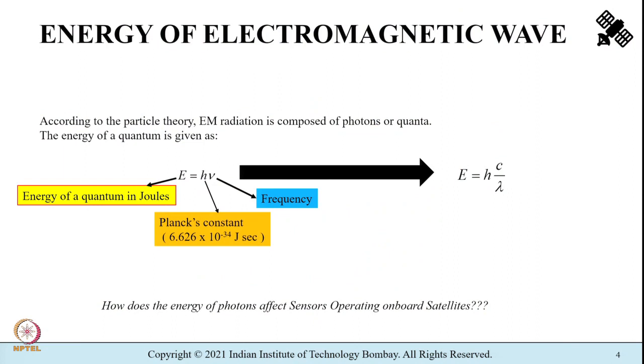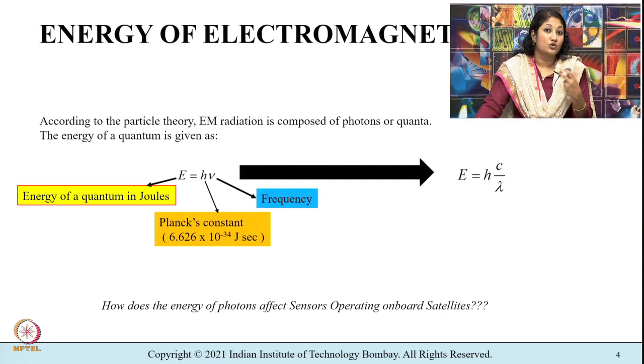But for now, these small examples are for you to understand the concept of a radar, which is part of active microwave remote sensing. All right. Now, before we move on to passive sensors, let us quickly try to understand what is the energy of an electromagnetic radiation. According to particle theory, electromagnetic radiation is composed of photons or quanta, and the energy of a quantum is given as E equals h nu, or E equals hc by lambda.